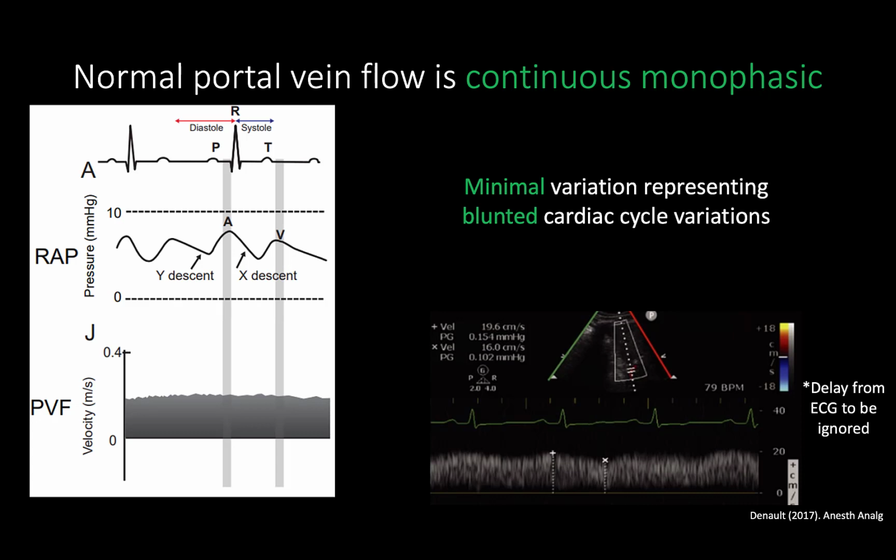The resultant is that the normal portal vein flow generally has fused S and D waves that are frequently hard to distinguish. If there is a slight variation, the systolic flow is usually lower. Normal portal vein flow is thus described as a continuous monophasic flow.